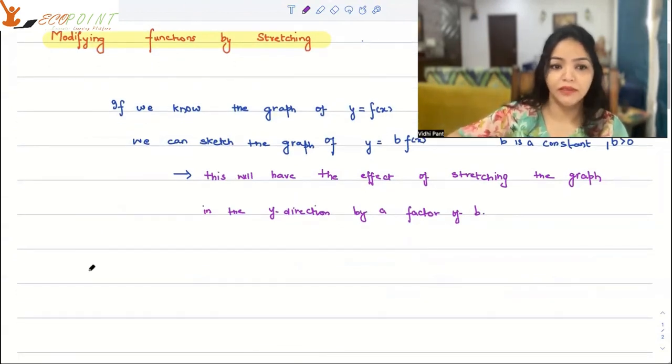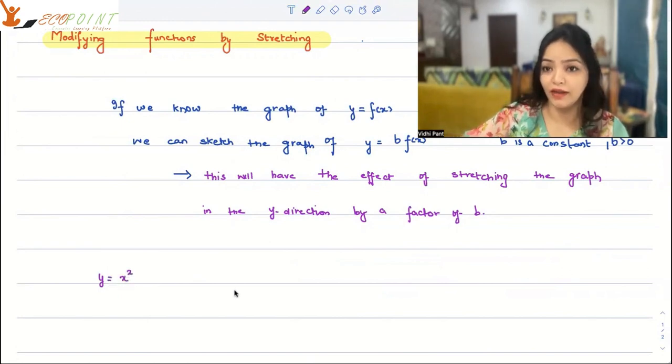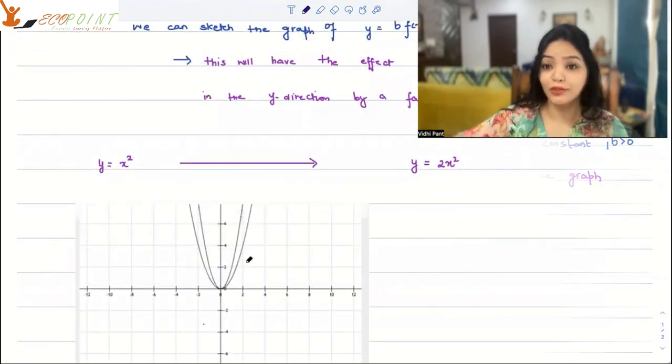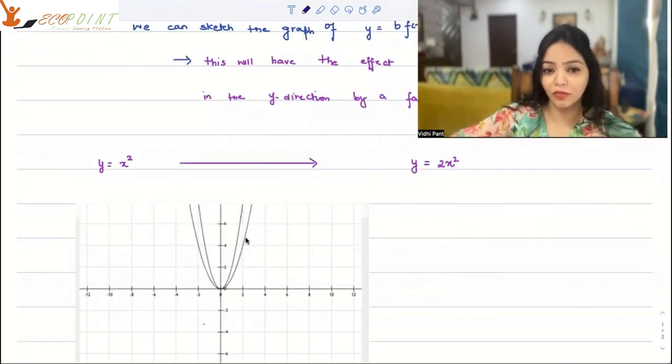For example, y equals x squared is a graph. And now I'm going to stretch it, and I'm going to look at the graph of 2 times x squared. Let's see what difference we get. This is how the two graphs will look on the Cartesian plane. This, my friends, is the graph of y equals x squared. You can see what's happening here. At 2, the value is 4. So (2, 4) is what you get.